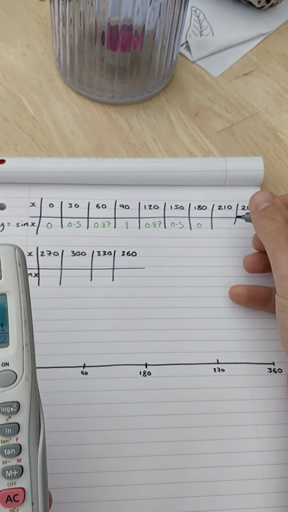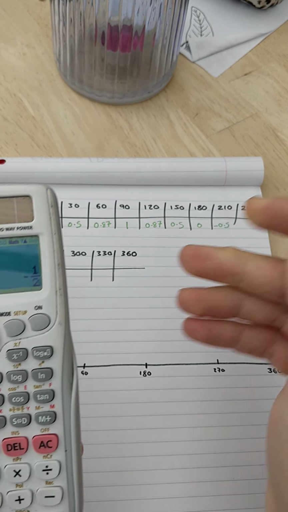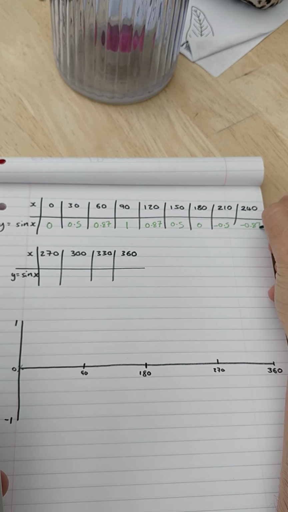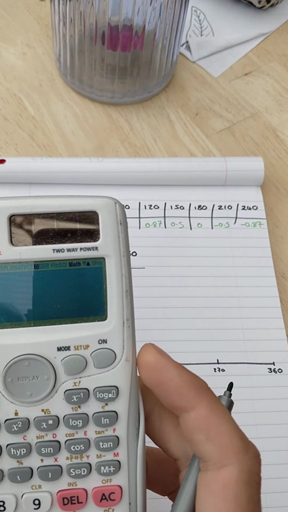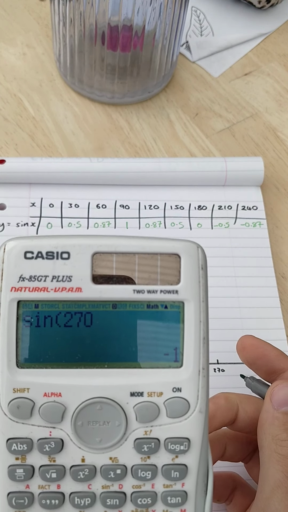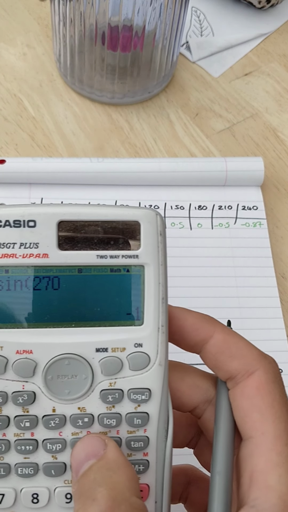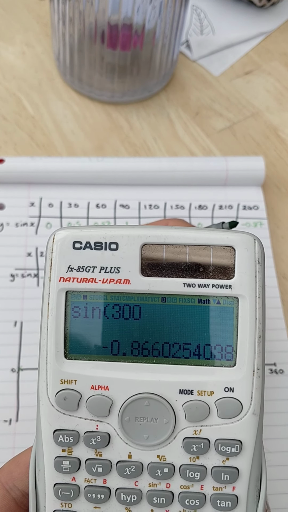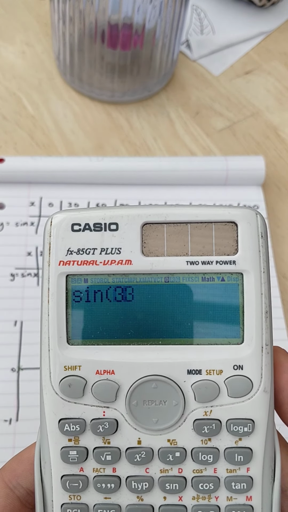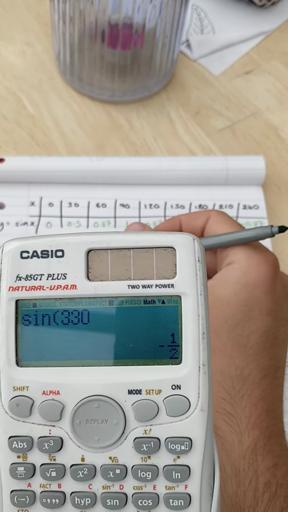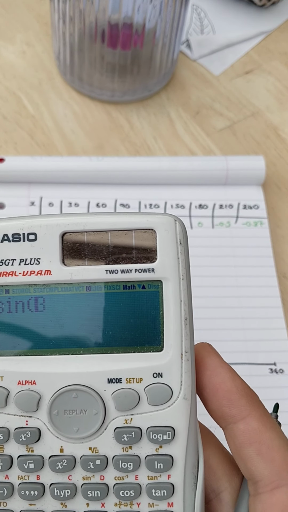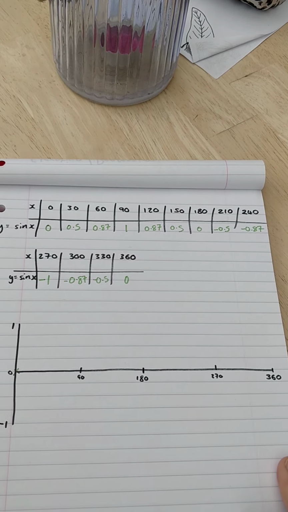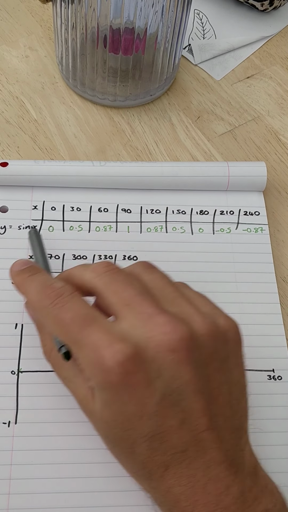Sine 210, negative a half. Sine 240, negative 0.87. Sine 270 is negative 1. Sine 300, negative 0.87. Sine 330 is negative 0.5. And then sine 360, we're back at 0 again. Okay, so all I've done there is type in these different values and get a y value out.